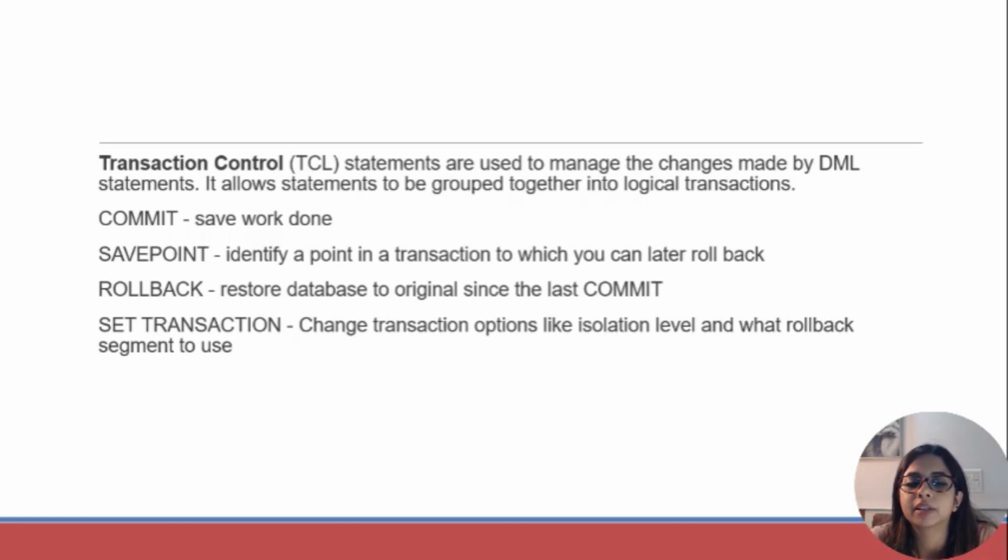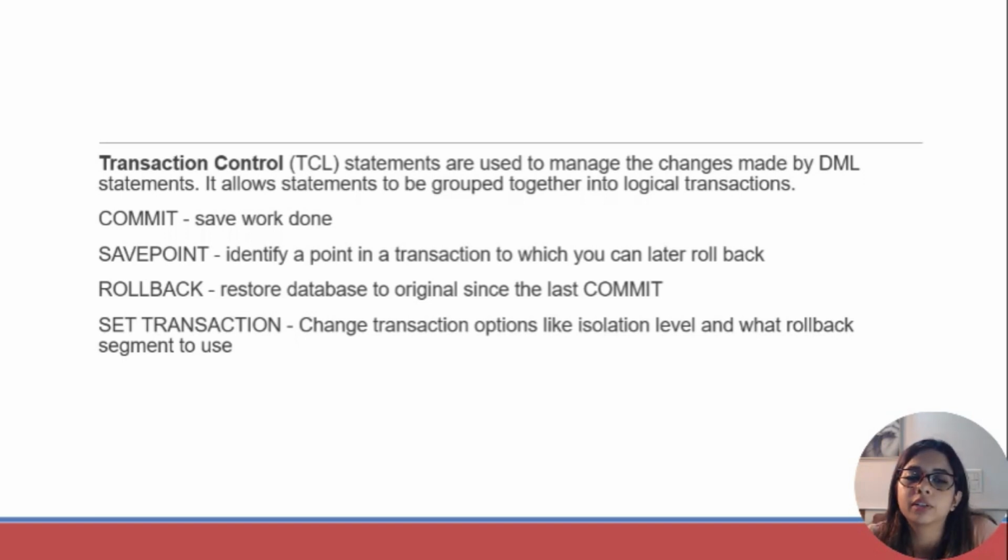So commit is like saving the work. Savepoint is to mark a particular transaction until where you want to roll back. Rollback is going back to the last commit, and set transaction changes the transaction options like isolation level and what rollback segment you want to use, right? So these are all transaction control language, TCL, statements.